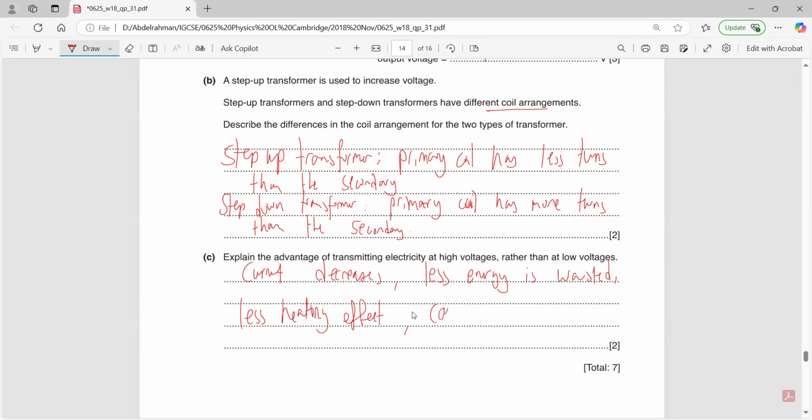And you can use thinner wires. Do not write down "more efficient". So: current decreases, less energy is wasted, less heating effect, and can use thinner wires.